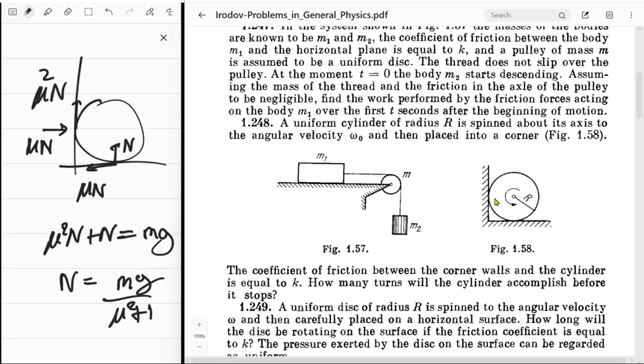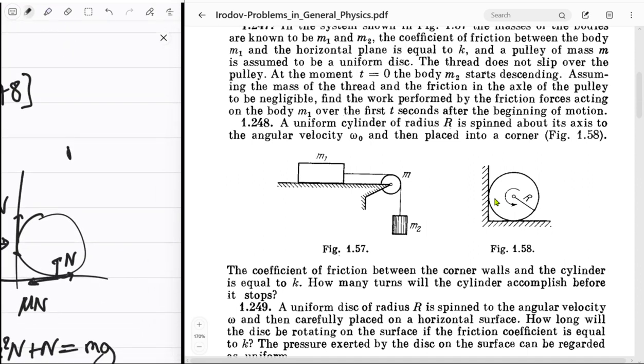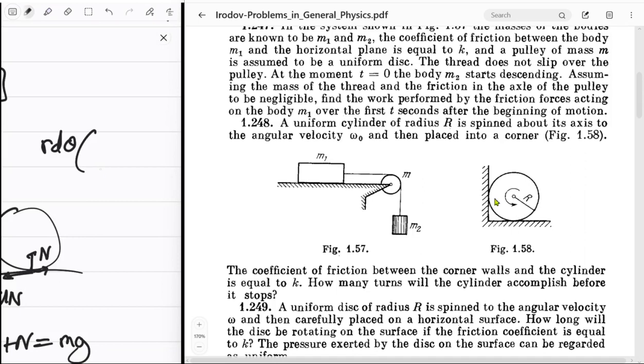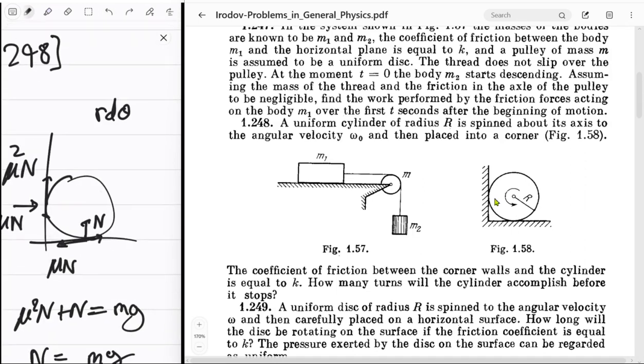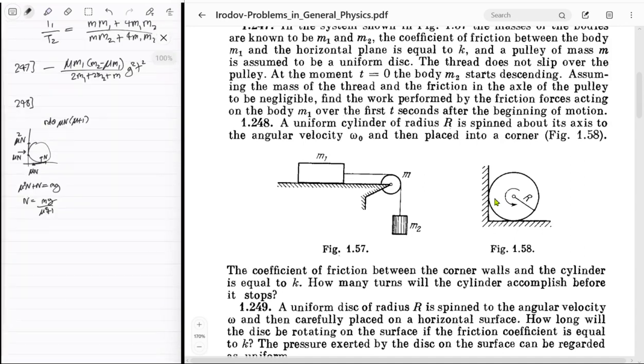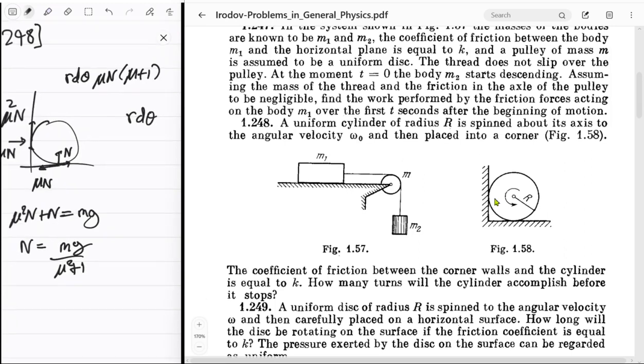Right. So suppose it shifts by r d theta. So this point shifts by r d theta. The work done by friction, or the negative work done, is just equal to r d theta times this friction force plus r d theta times this friction force. Make sense? Cool. So that's just going to be mu N times (mu plus 1). And what is mu N? N is just this thing, just put that in there. So r d theta.